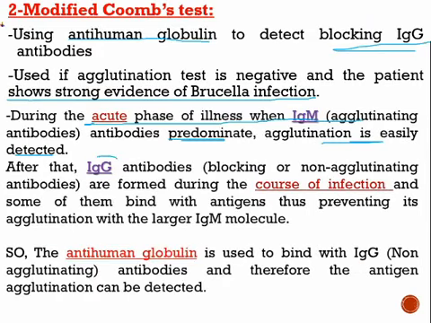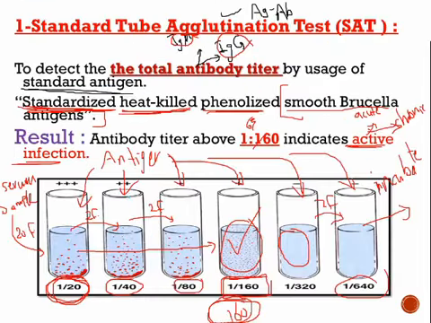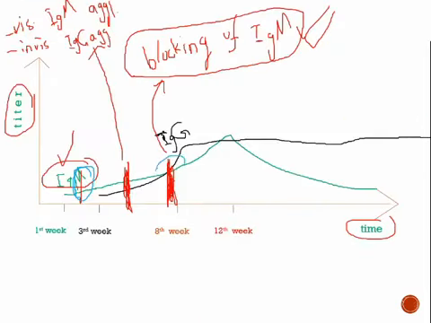Now, after that, IgG blocking or non-agglutinating antibodies are formed during the course of the infection, and some of them bind with antigens, thus preventing agglutination with the larger IgM molecules. This is this phase here. At this time point, IgG antibodies become blocking.